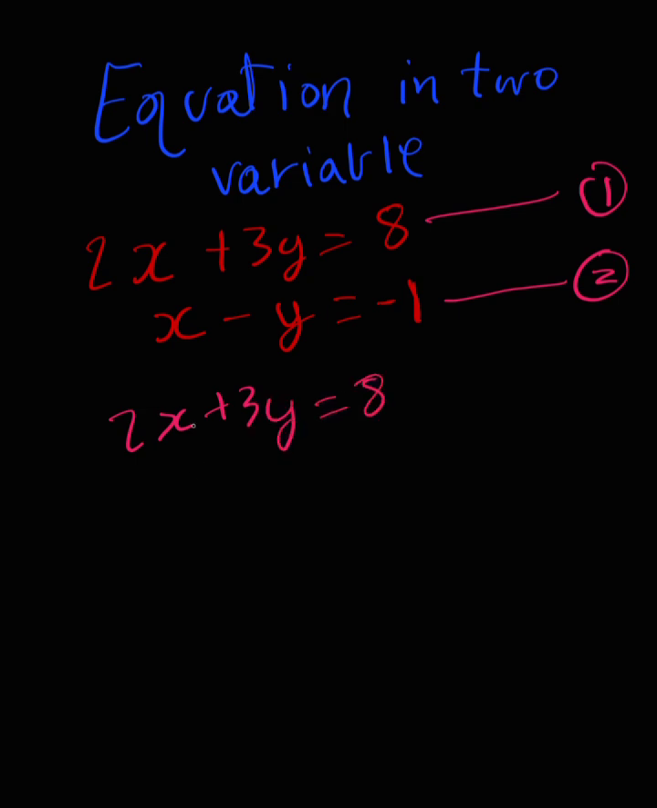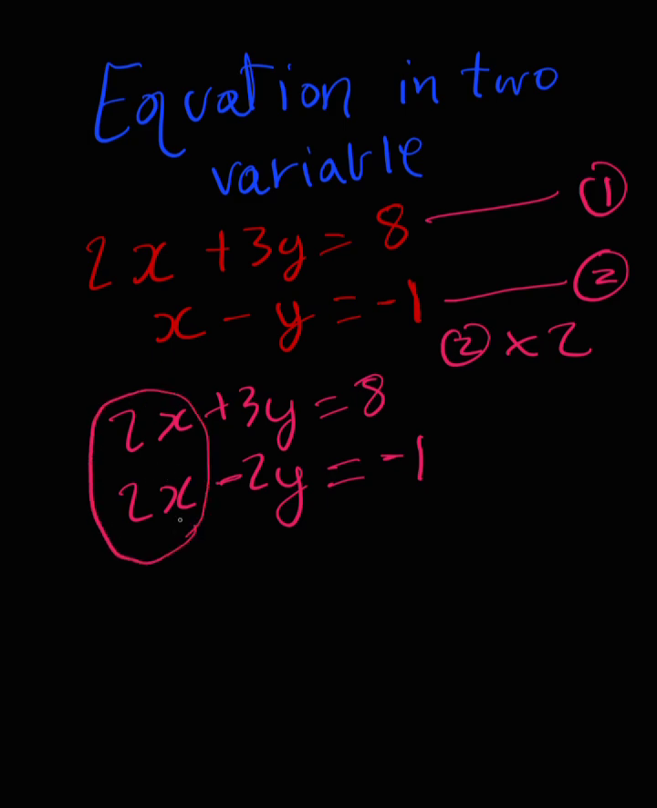And equation number 2, after being multiplied by 2, we multiply this entire equation with 2. What we will get here is 2x minus 2y is equal to minus 1. And now we will have to subtract. Why? Because here is 2x and it's positive.